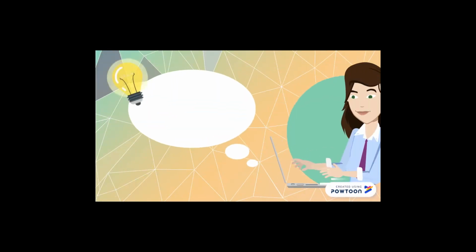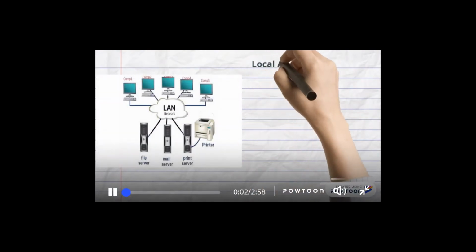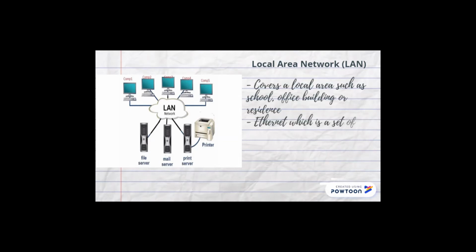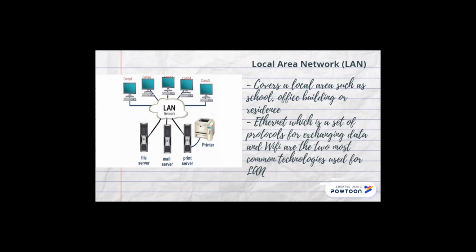Moving on, there are different types of networks. The first one I want to talk about is the local area network, also known as LAN. Its meaning is exactly like its name. It covers a local area such as a school, office building, or residence. Ethernet, which is a set of protocols for exchanging data, and Wi-Fi are two of the most common technologies used for LAN.